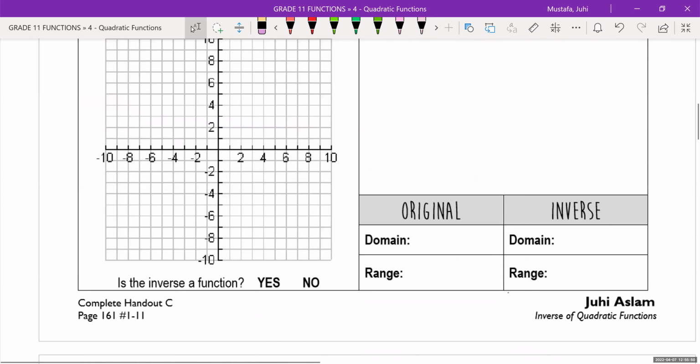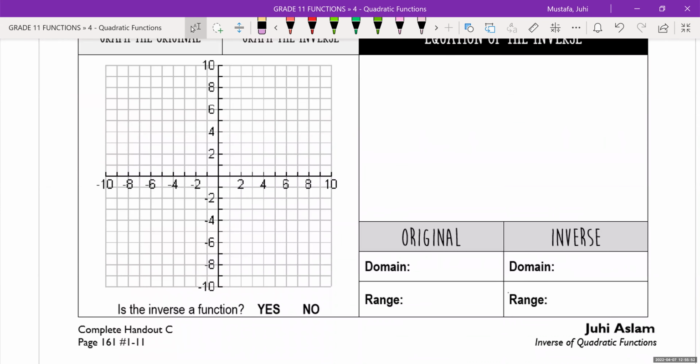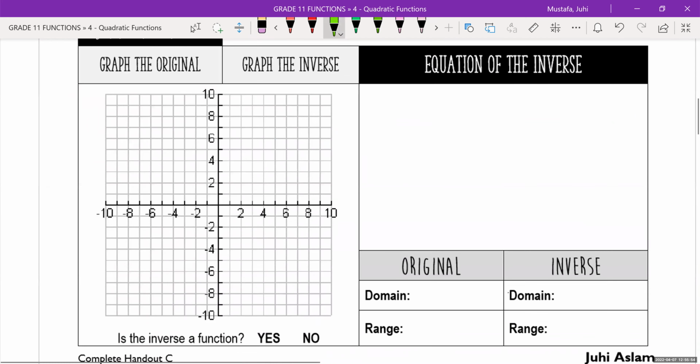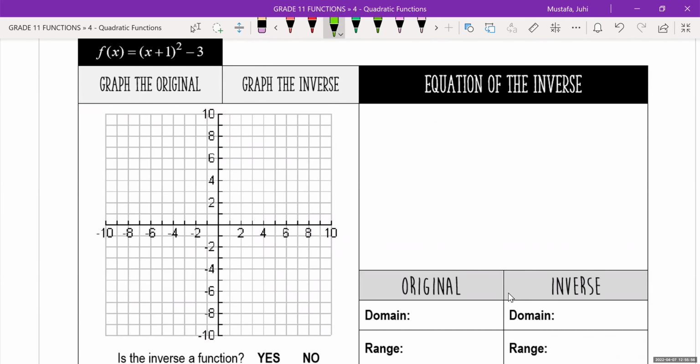Do I want to be consistent with my color scheme? Sure. So -1, -3, 1, 1, 2, 3, 3, 1, 2, 3, 4, 5, 5.